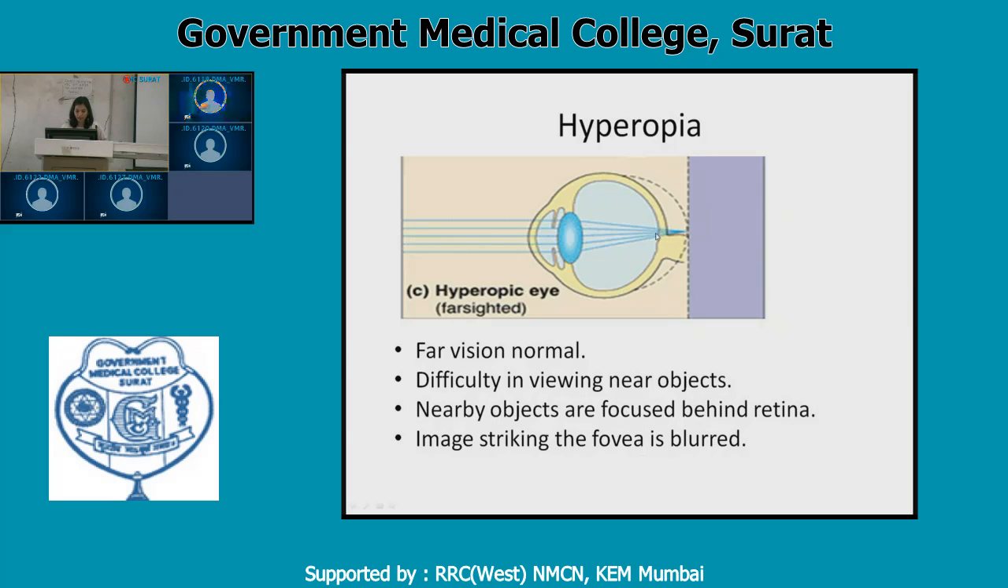So this is hyperopia. The person's far vision is normal. The person can very well see the distant objects, but there is difficulty in viewing nearby objects because, as you can see, on the retina these light rays are scattered. So nearby objects are blurred or cannot be seen properly. They have to constantly use their accommodation.